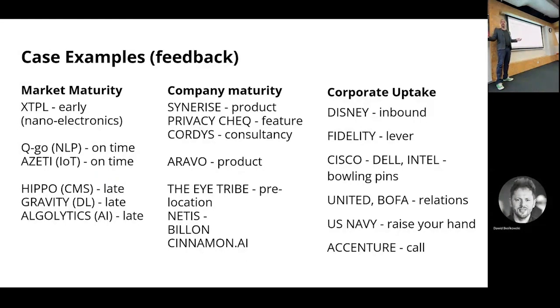And they had no feet on the street in the US at all. They got it completely remotely. But they did that because they were differentiated. If they hadn't been differentiated, they would have been dead.